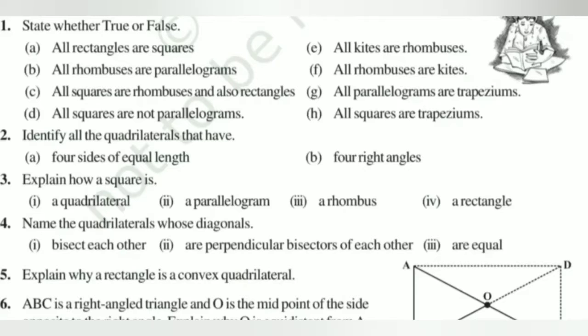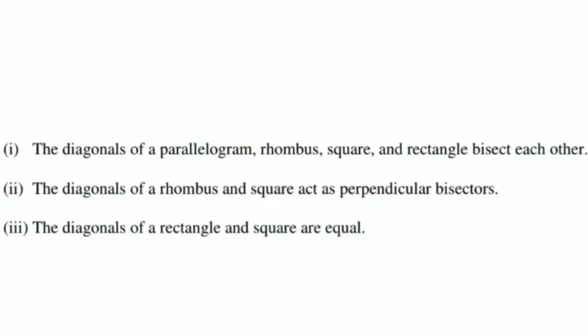Number 1. Bisect each other. So the answer is parallelogram, rhombus, square and rectangle. Next one, are perpendicular bisectors of each other. The diagonals of a rhombus and the square are perpendicular bisectors of each other. And the last one, are equal. So the diagonals of a rectangle and square are equal.